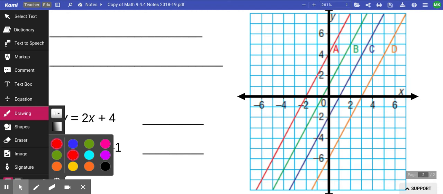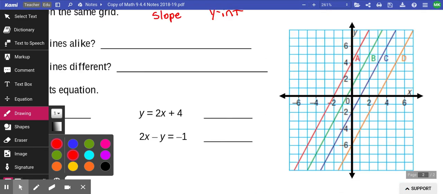What do they have different? Their y-intercepts. Every one of their y-intercepts is different. Line A has a y-intercept of 4. Line B has a y-intercept of 1. Line C has a y-intercept of -2. Line D has a y-intercept of -6. They all have different y-intercepts.